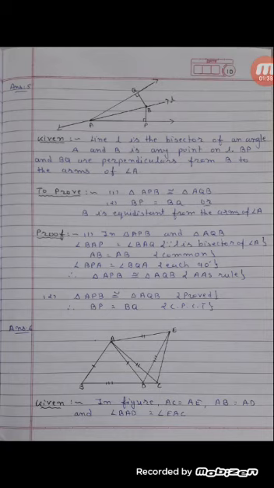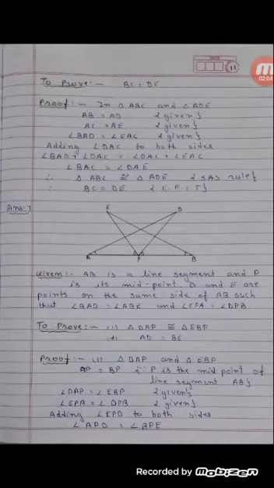In figure 7.21, AC is equal to AE, AB is equal to AD and angle BAD is equal to angle EAC. So that BC is equal to DE. Here, in answer 6, given in figure, AC is equal to AE, AB is equal to AD, and angle BAD is equal to angle EAC. To prove, BC is equal to DE.